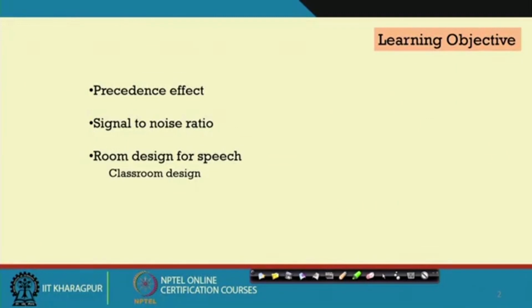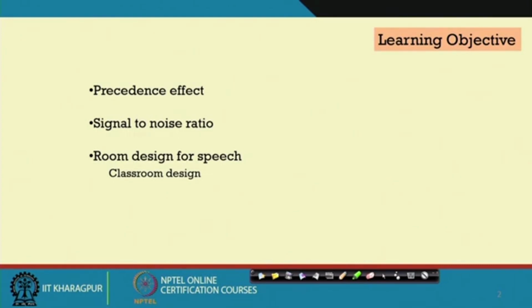We also found how one impulse overlaps with the other and how this phenomenon takes place, and we will carry on further to see how to use this knowledge in actual space design. So, we will look into the acoustical criteria and move into the individual space designs gradually, and this is the particular objective you see in front of you: the precedence effect, signal to noise ratio, and room design for speech.